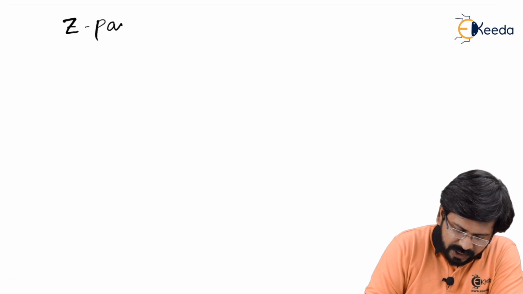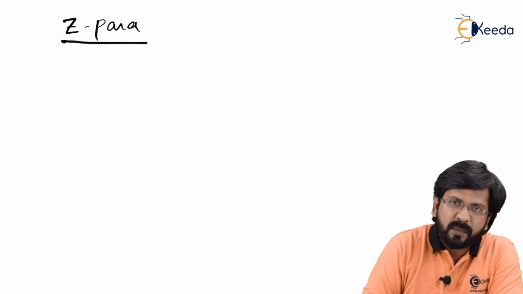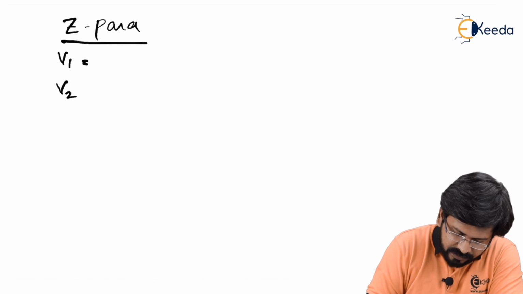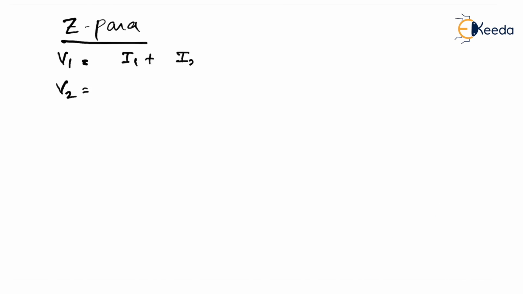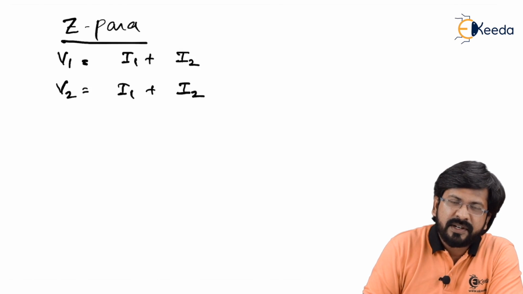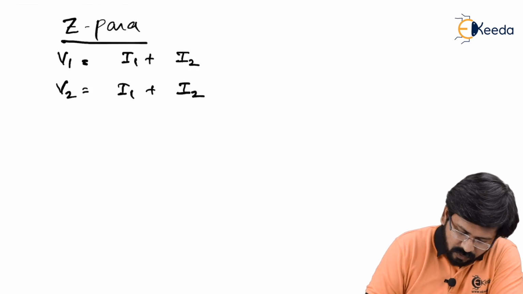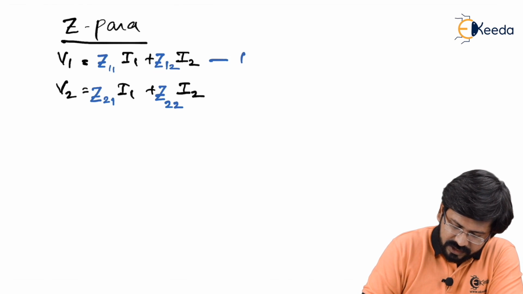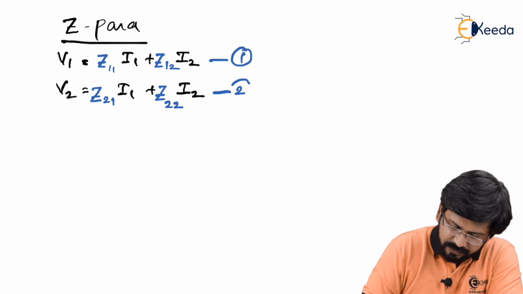So when we talk about Z parameters, which are also called open circuit parameters, we had the equation as V1, V2 in terms of I1, I2, and since these are Z parameters, we replace the empty spaces with Z. So what we have here is Z11, Z12, Z21 and last is Z22. This is equation 1 and this is equation 2.